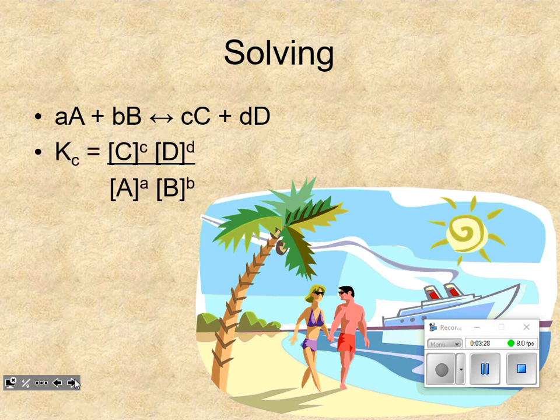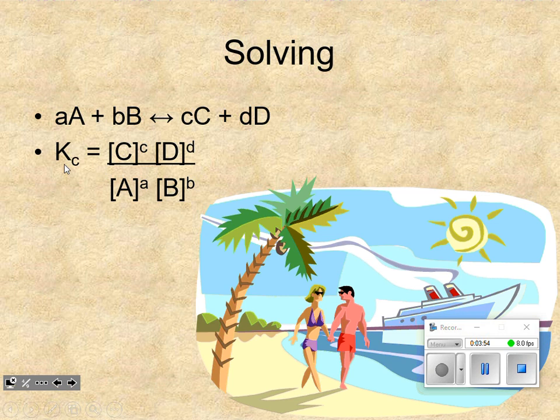The equilibrium expression, if we are referring to the concentration of these, so if we have the molarity of these things, it would be the concentration of C raised to its stoichiometric coefficient times the concentration of D raised to its stoichiometric coefficient divided by the reactants to their stoichiometric coefficient. This K value is what's referred to as an equilibrium constant.